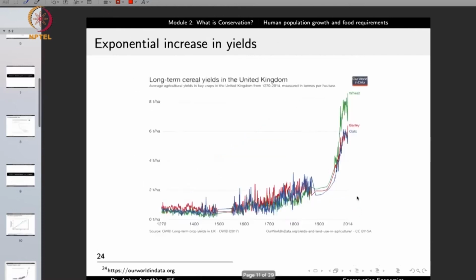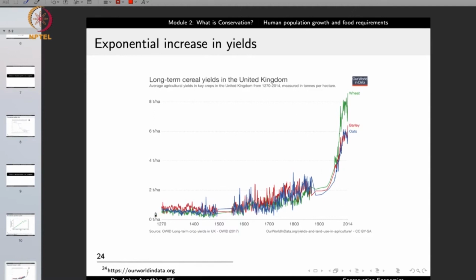But then if we look at the long-term changes in the yield of different cereals, we'll find that yes, the curve looks very similar to the growth of human population. This is an exponential curve. This is showing a geometric progression on a large time scale. Now, why is that so? One major thing that has got to do with it is the level of technologies that we developed in the 19th and the 20th centuries.